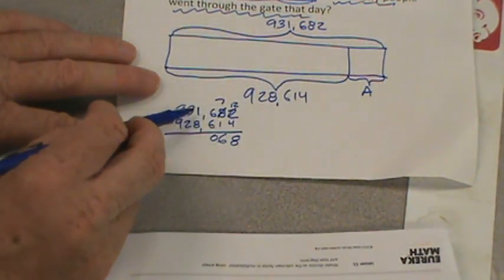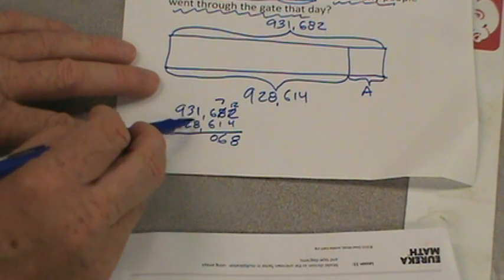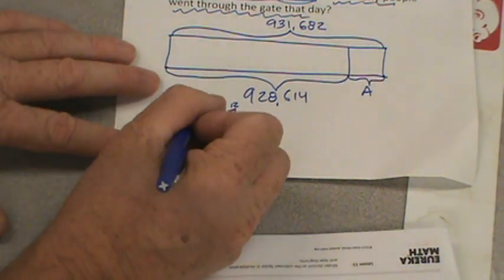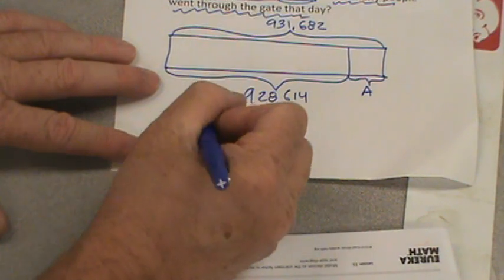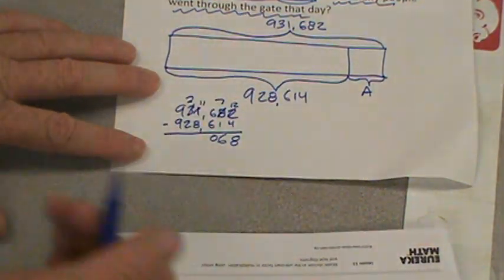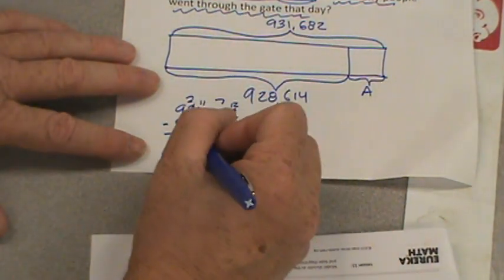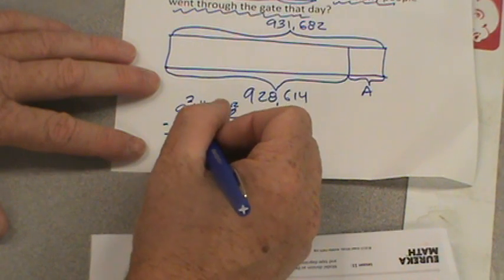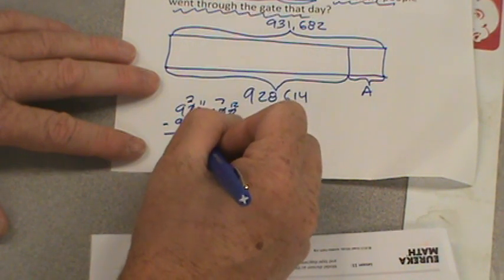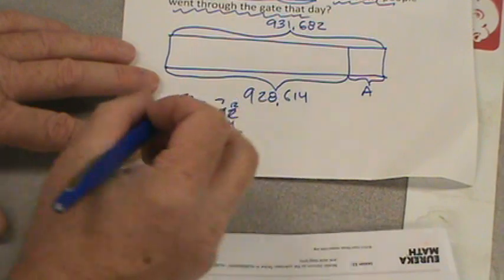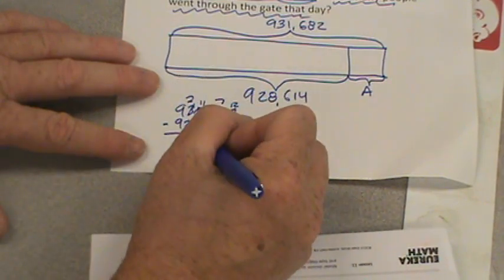Oh, look over here. 8,000s take away from 1,000s? No, it can't be done. So we have to borrow from the 10,000s. This will become a 2, and this will become 11. Now 11 minus 8, 11, 10, 9, 8, 7, 6, 5, 4, 3, 3. Yeah, there we go. 11 minus 8 is 3. 2 minus 2 is 0. 9 minus 9 is 0.